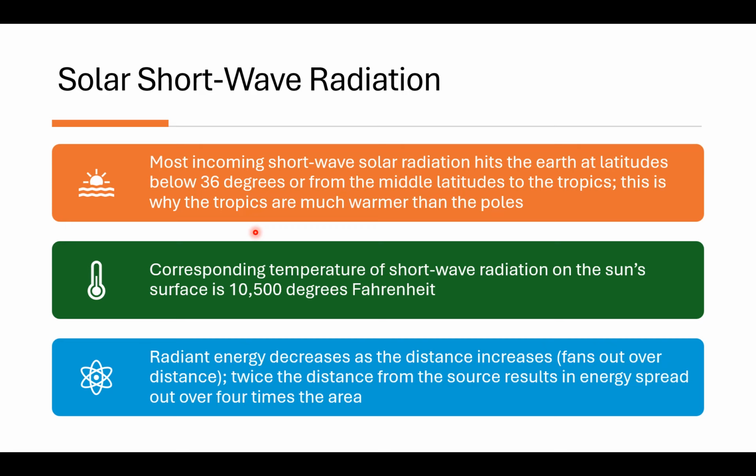I mean, can you imagine? That's some crazy intense heat of the shortwave radiation on the sun's surface. 10,500 degrees Fahrenheit on the sun. The radiant energy is going to decrease as the distance increases, and that's really due to some things that we're going to talk about here in a bit. But that radiant energy is going to fan out over longer distance. So for example, if you take twice the distance from the source that's emitting the radiation, it's going to result in energy spread out over 4 times the area.